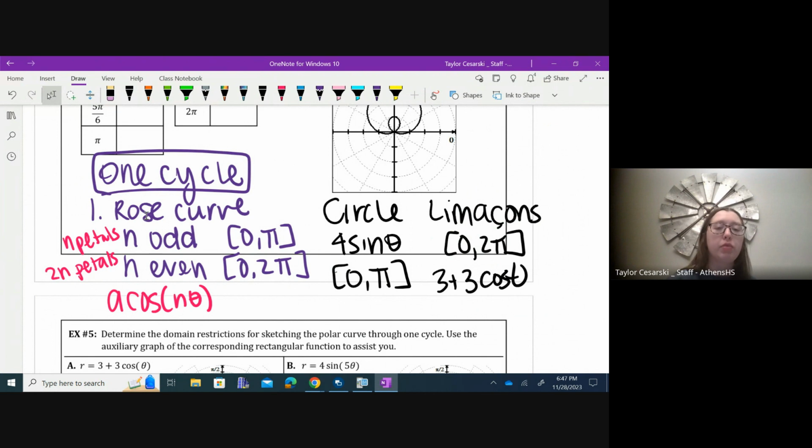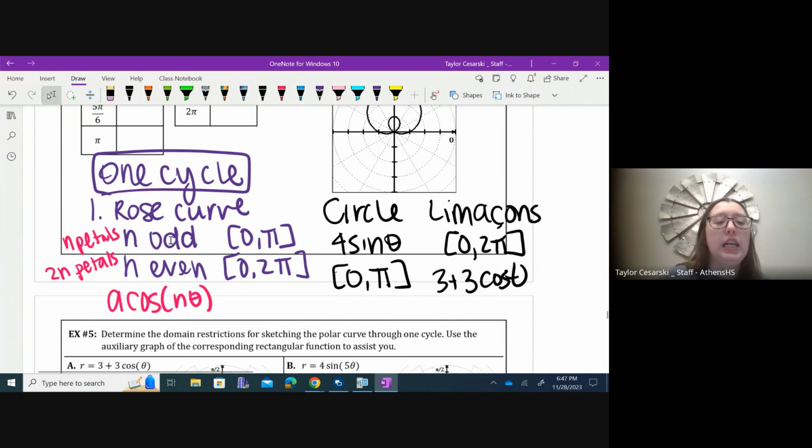So that is for a rose curve. If it is a circle, like 4 sine of theta or 4 cosine of theta, those are always 0 to pi. And if it is a limacon or a cardioid or one of those, it's always 0 to 2 pi, in the form a plus b cosine theta or a plus b sine of theta.